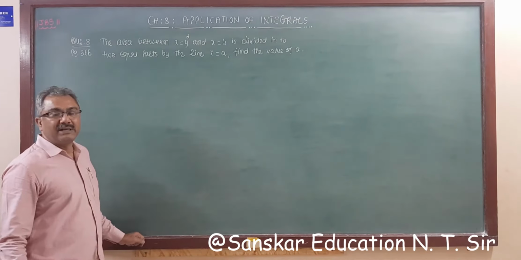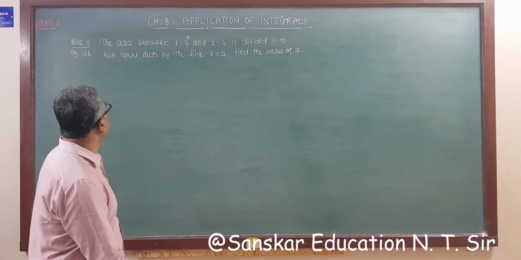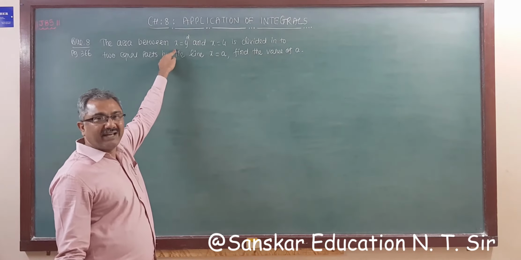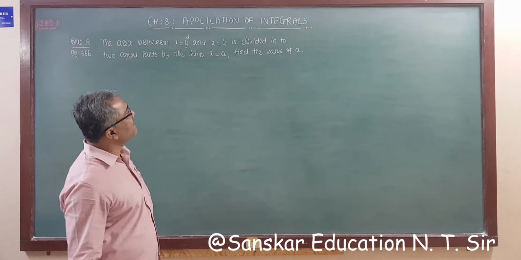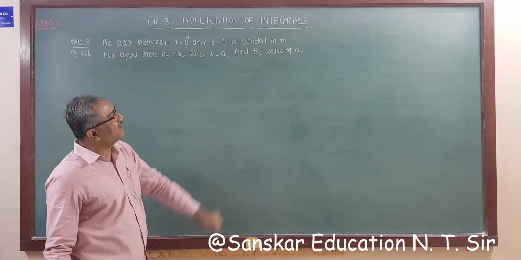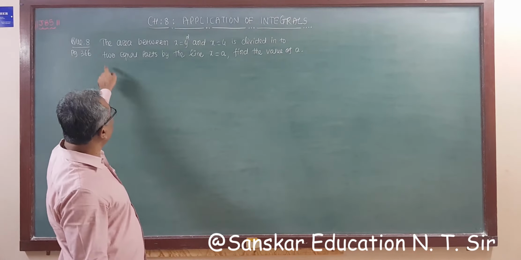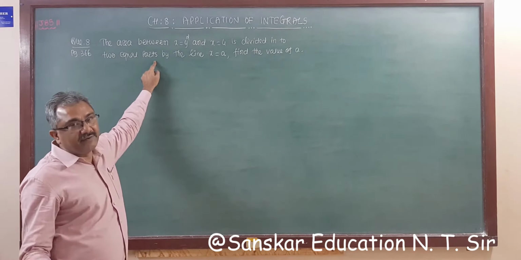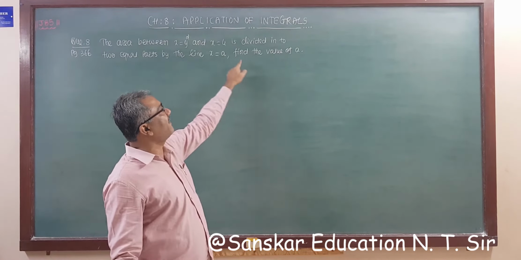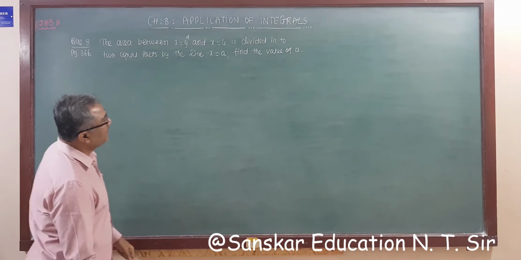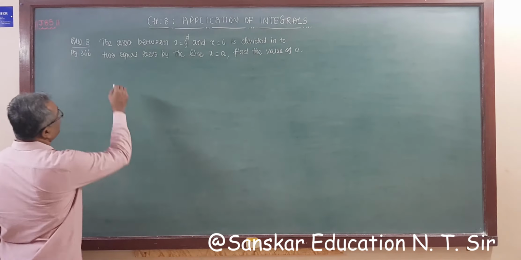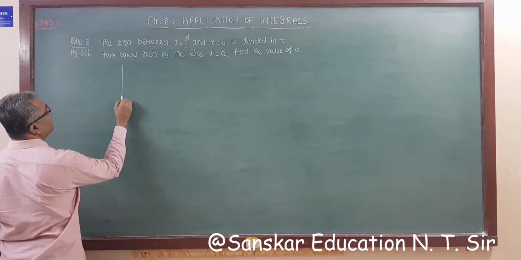Okay. Next question is question number 8. Given that the area between x is equal to y square, so this is a parabola of x-axis, right? And line x equal to 4. Area between x is equal to y square and line x is equal to 4 is divided into two equal parts by line x is equal to a. Then find the value of a. Right? This is a new question, something new compared to what we have solved so far, but a very easy question.